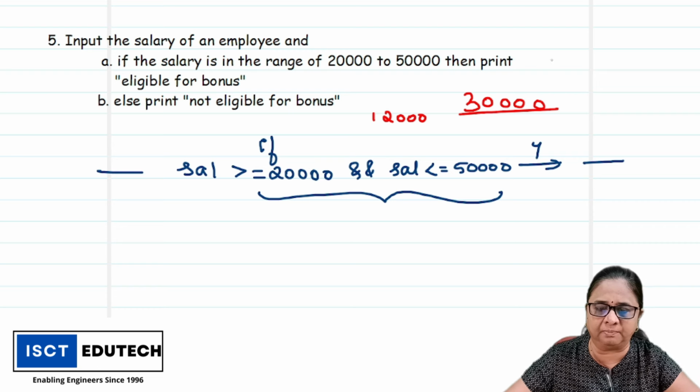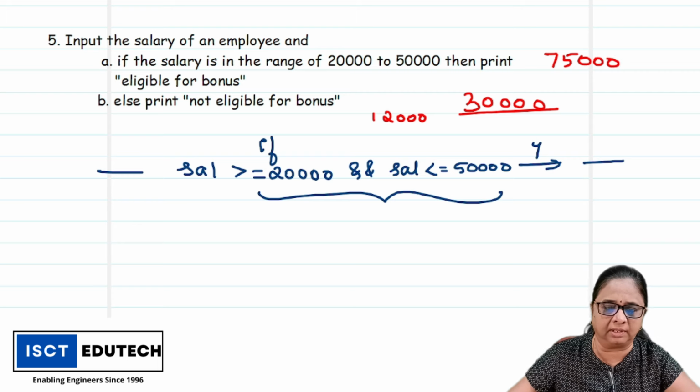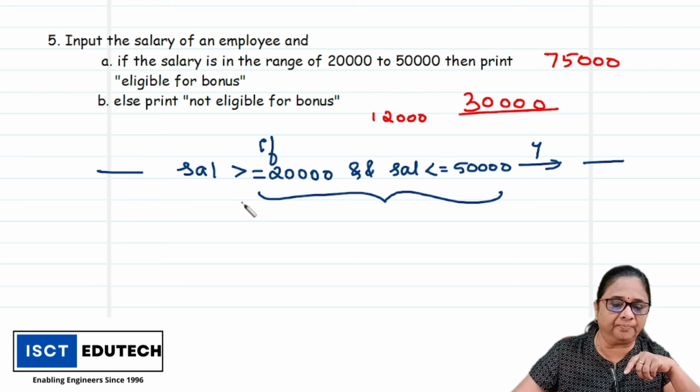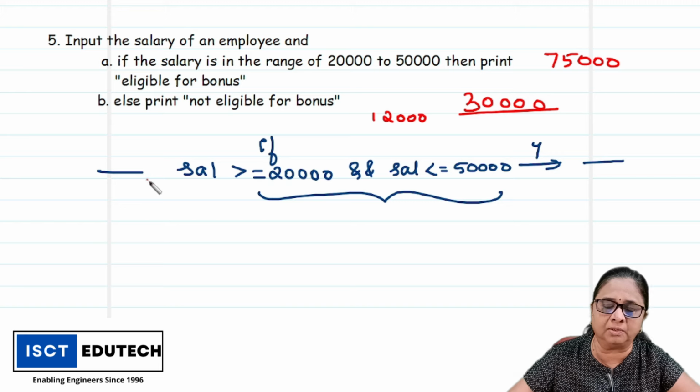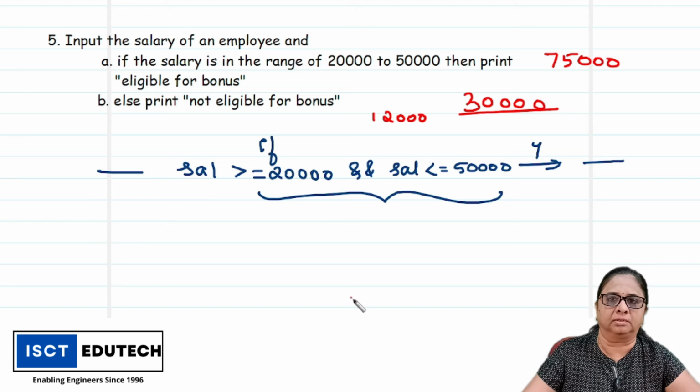Third, let me take another input. I will take it as 75,000. How does this work? 75,000 greater than 20,000? True. And 75,000 less than 50,000? False. One true and false, so it will go to the no part. So you can try this particular code on your own.